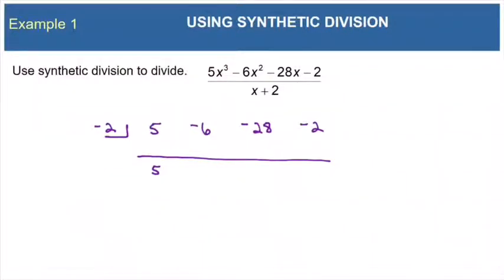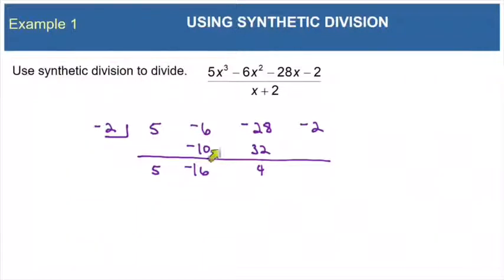Okay, now we multiply, add until we reach the end. So negative 2 times 5 is negative 10. Now add negative 6 plus negative 10 is negative 16. Now multiply negative 2 times negative 16, that's positive 32. Now add negative 28 plus 32 is 4.